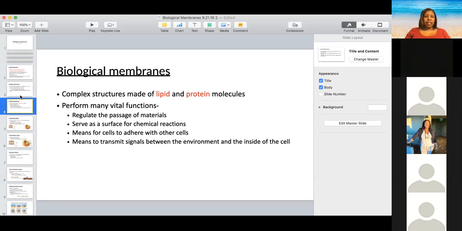And then lastly, the plasma membrane serves as a means for signal transduction, okay, for cells to communicate with its environment. Okay, there's a lot of signaling and signal transductions and transferring of signals between the internal cell and the external compartments. And so that's really important, and the cell membrane serves as an intermediate for that to happen, transmitting signals. Okay, so these are all very vital functions of the plasma membrane.